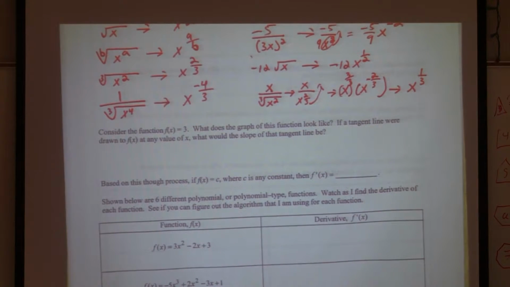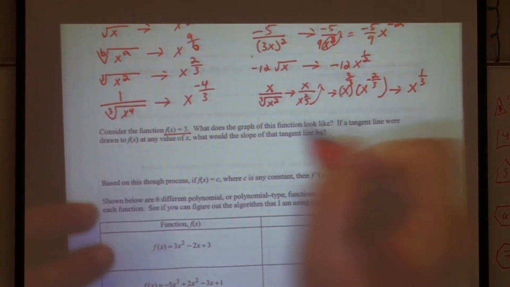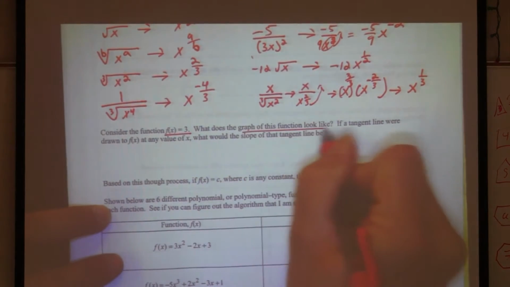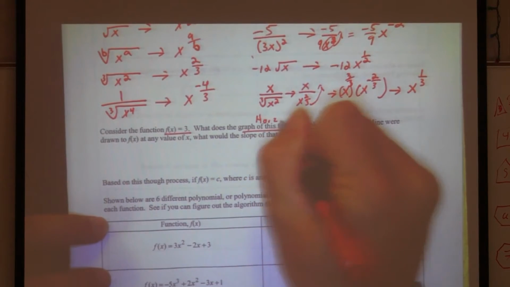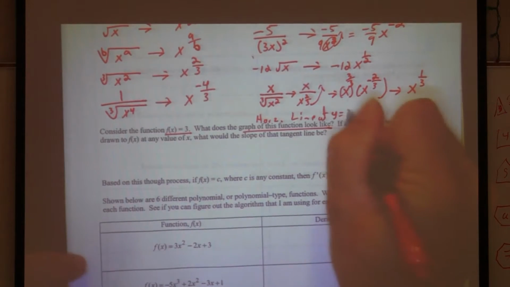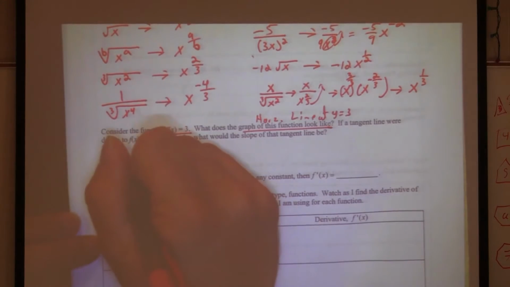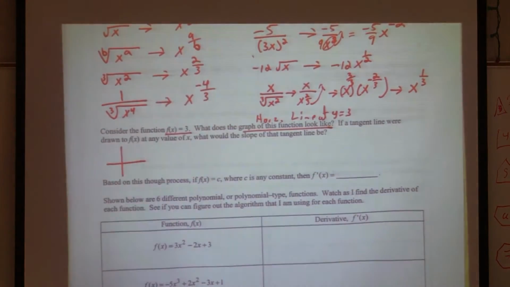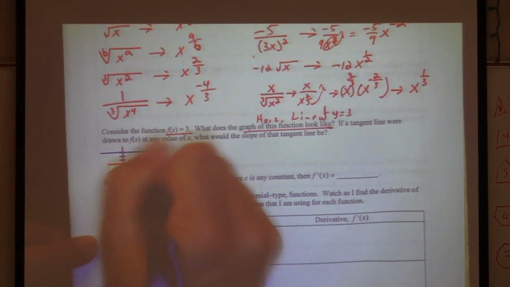So looking at this, it says, consider the function f of x equals 3. What does the graph of that function look like? So if I graph this, what would it look like? Okay, so she says a horizontal line. At what? At y equals 3. Right? Okay, so let's draw it. One, two, three, and you got my horizontal line.